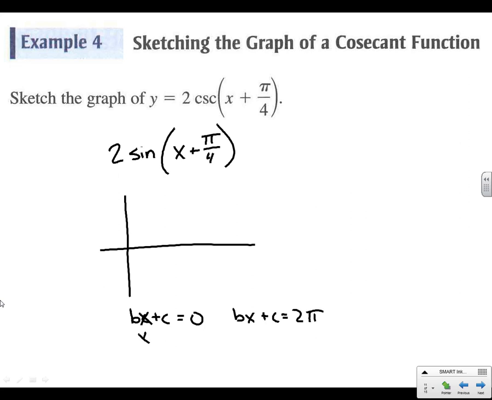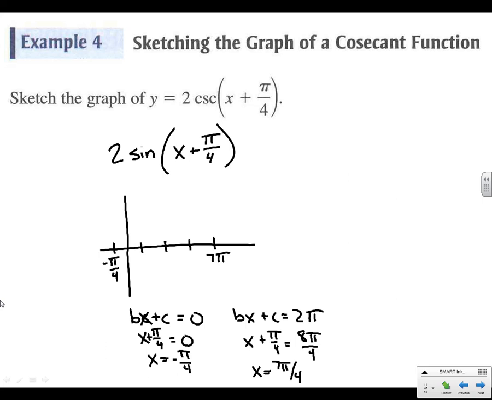So I know that x plus pi over 4 equals 0, so x equals negative pi over 4, and x plus pi over 4 equals 2 pi, which is 8 pi over 4. So now x equals 7 pi over 4. So those are my starting and ending points here. So negative pi over 4, and then we're going to have 5 tick marks. This is going to be 7 pi over 4.